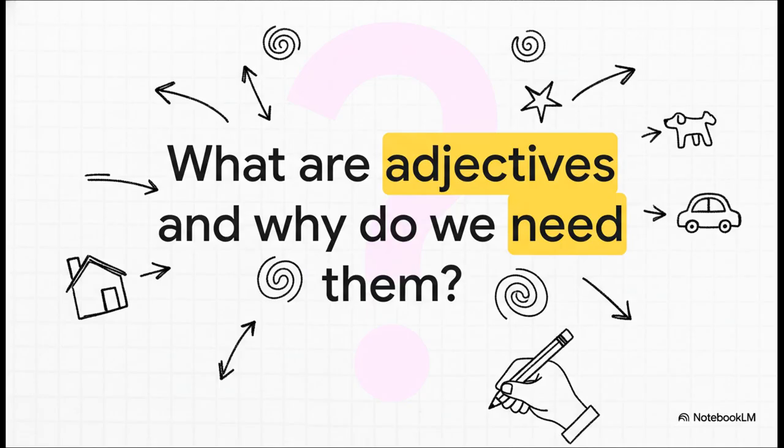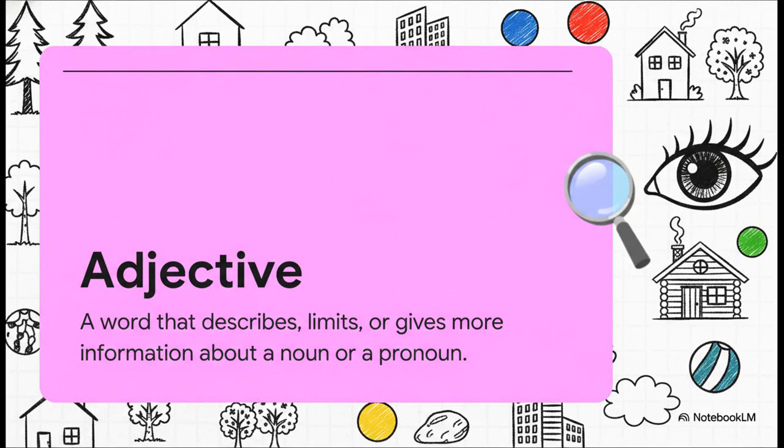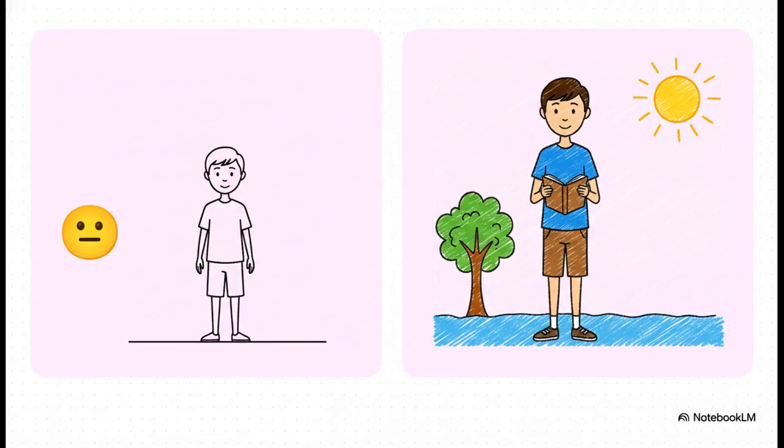So, before we get into the new stuff, let's back up for just a second. What even are adjectives, and why do we need them anyway? As you're about to see, they're way more than just fancy descriptive words. Okay, so the official definition is that an adjective is a word that gives us more information about a noun or a pronoun, but I like to think of them as detail providers. They take something that's kind of general and make it super specific. Without them, our language would be incredibly bland, just boring. And here's a perfect example of what I'm talking about.